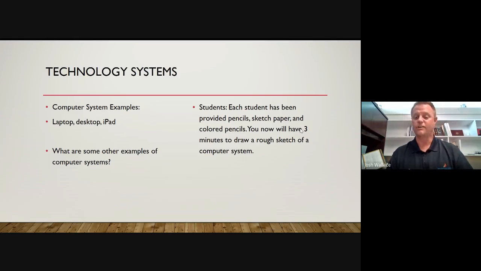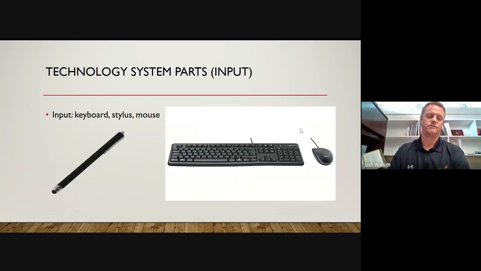Okay, after completing our sketch drawings, let's go into a little more detail about some of the uses and how you use technology systems. To input information, there are several ways that you can input information. You have a stylus on your left. That's how you can input information on an iPad or even some phones. You have a keyboard that has letters and numbers and several other things that you can use to input information. And you also have a mouse. This mouse also helps you locate information or input information.